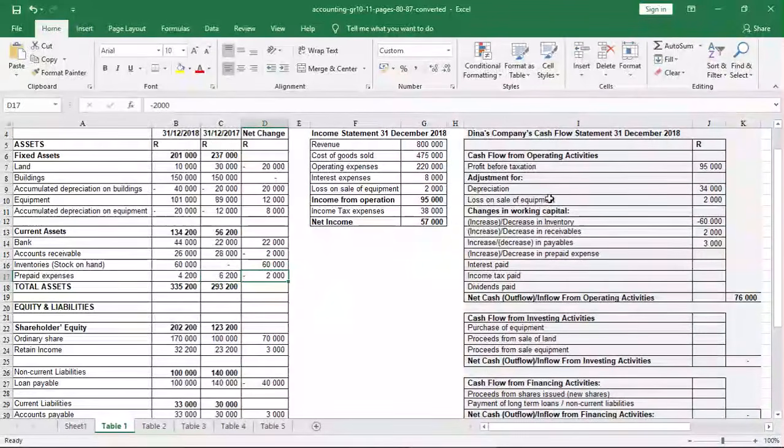So it has decreased from last year to this year. So put it as a positive.